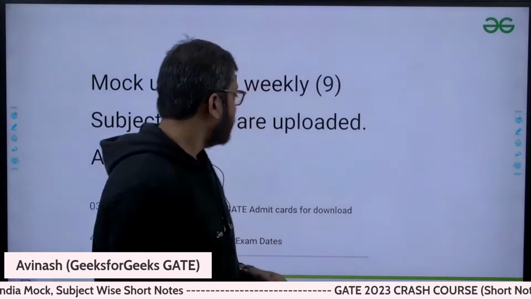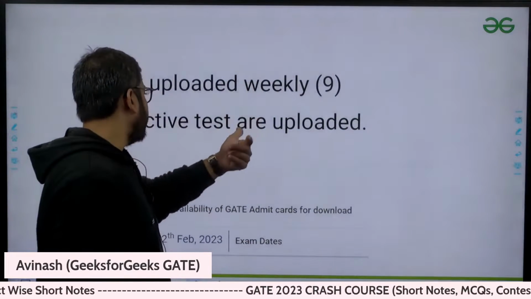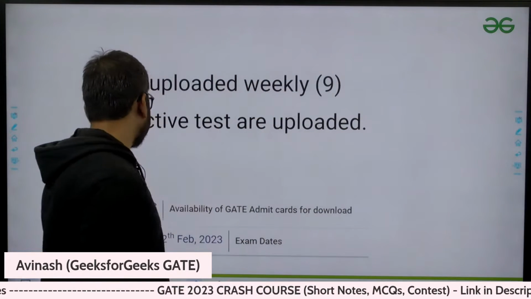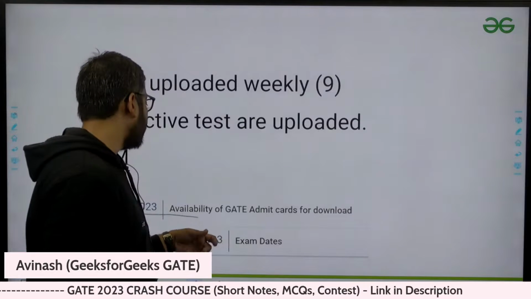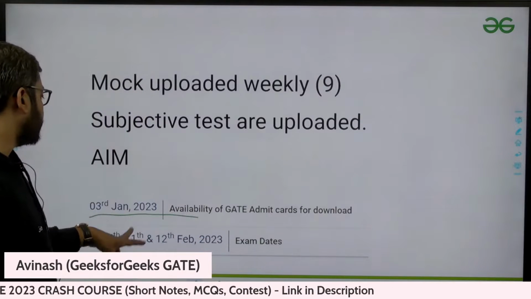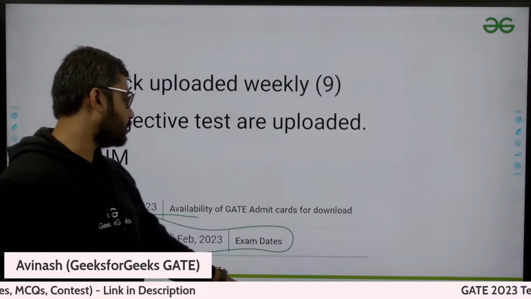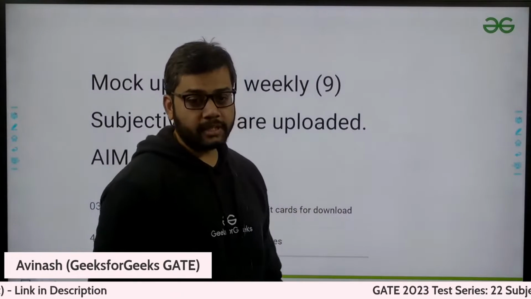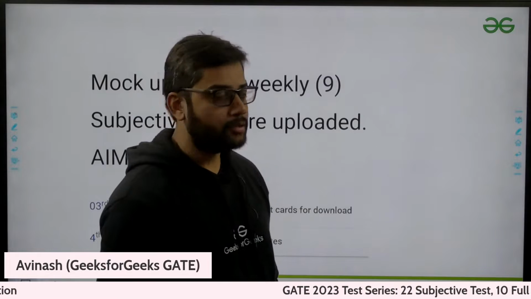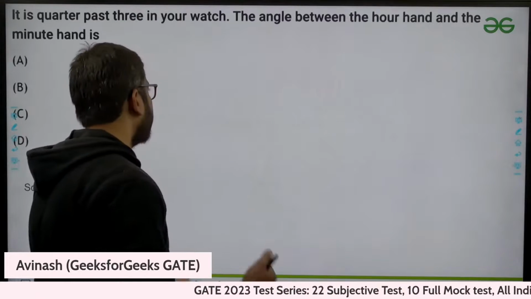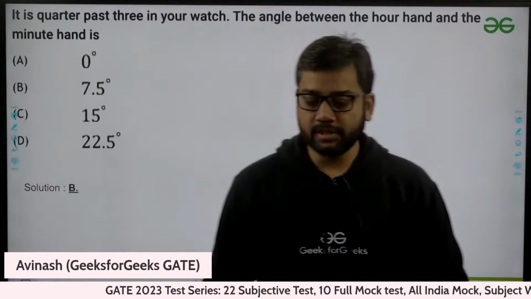Next, the mock uploaded every week is 9. Subjective test is uploaded, and you all know that the availability of the GATE admit card is on the 3rd of January 2023. This is our examination date. It's just a reminder that our examination is very near and less than 60 days are left. Now let's start with the first question.